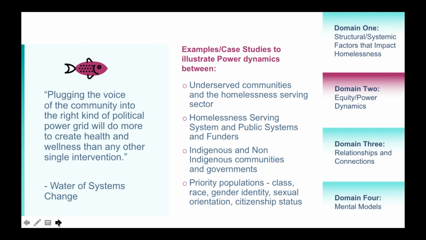Some examples or case studies to illustrate power dynamics are identified here. There are others, but they underpin all the work we do. So for example, underserved communities and the homelessness serving sector. There's an unequal power differential there. Also between the homelessness serving system itself and the public systems and the funders. Between Indigenous and non-Indigenous communities and governments. And then between all of us and priority populations, identified by class, race, gender identity, sexual orientation, citizenship status.